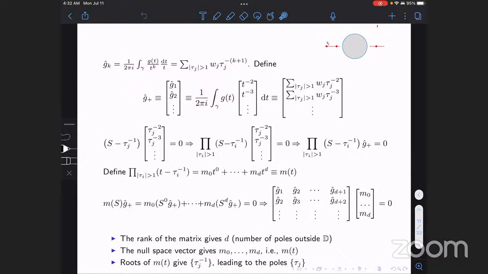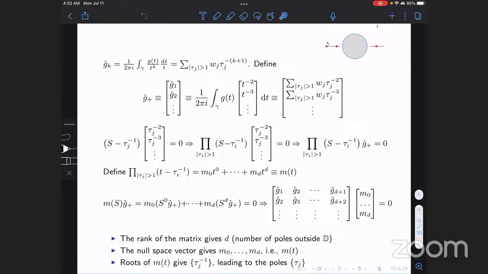The important thing is that the g hat plus vector is something I can work with, because these are the Fourier coefficients that I just computed. Following what we did for Prony's method, we define this to be our polynomial m t, because it's in the t-plane now. This final formula can be written as m of the shift operator, applied to this g hat plus vector, equal to 0.